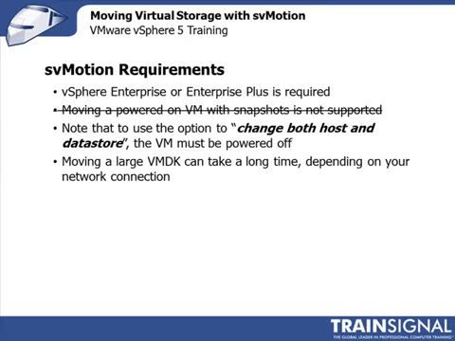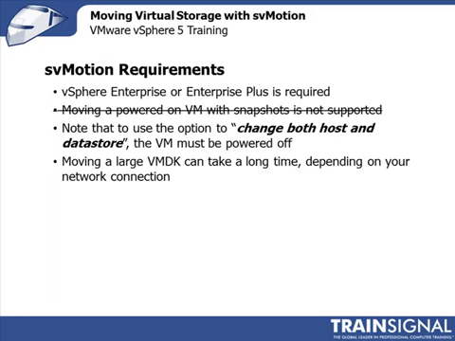Now let's move on and let's talk about the storage vMotion requirements. First off, to use svMotion, you must have either vSphere Enterprise or Enterprise Plus licensing. Previously in vSphere 4.1, the moving of a powered-on virtual machine with snapshots was not supported, but as you can see, I've crossed that out because that's a new feature in vSphere 5. You can now move powered-on virtual machines, and I'll be demonstrating that for you in just a little bit.